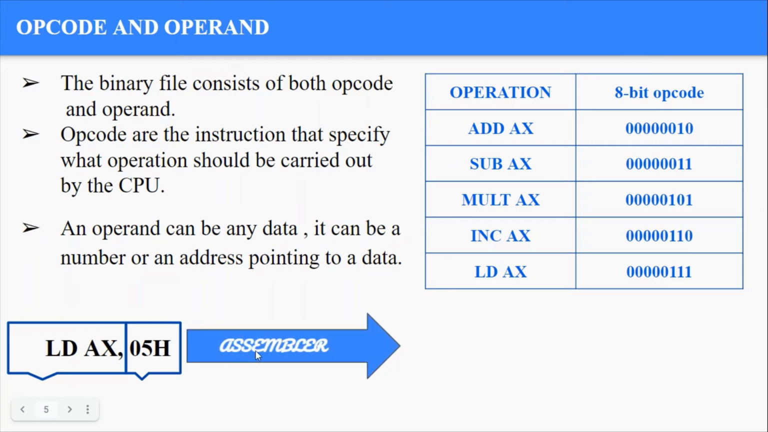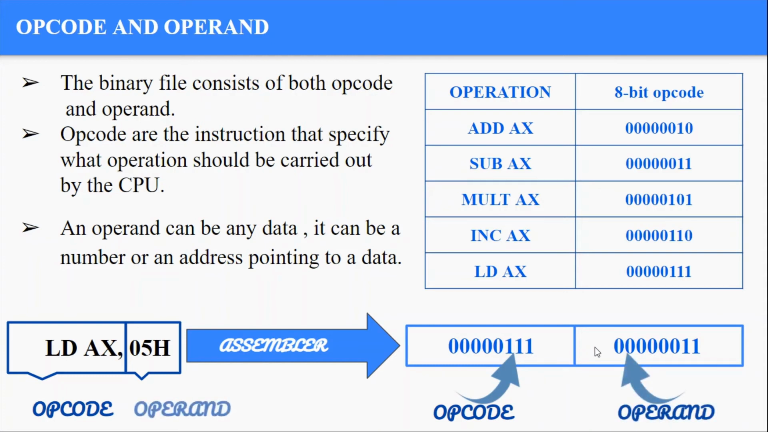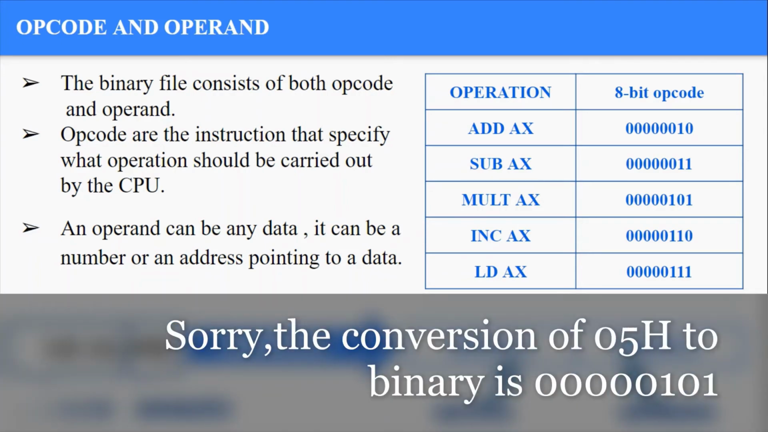And this is sent to an assembler. The .asm file is sent to an assembler. An assembler is a computer program that converts the instruction to machine code. This instruction is of 16 bits, where the first 8 bits will be an opcode and the later 8 bits are the operand. LD AX is an opcode and 05H is the operand, which is converted to its binary equivalent.